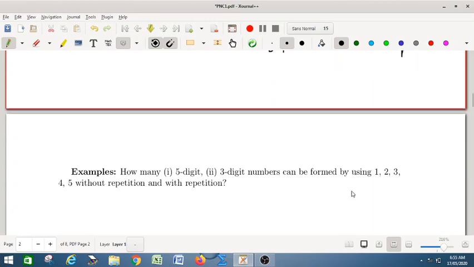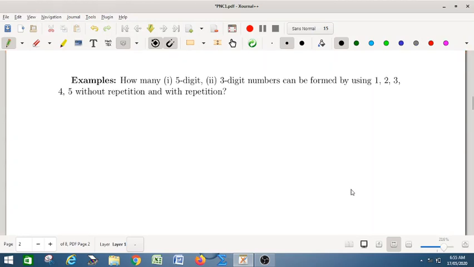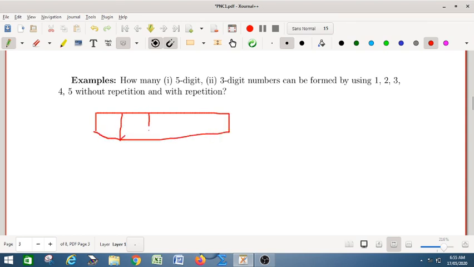Let us now move to another problem. Look at the question: how many 5-digit or 3-digit numbers can be formed by using 1, 2, 3, 4, 5 without repetition? So let us have a box. Suppose you are filling the boxes, because you are asking for a 5-digit number. It's just like you are filling the boxes with the digits 1, 2, 3, 4, 5.